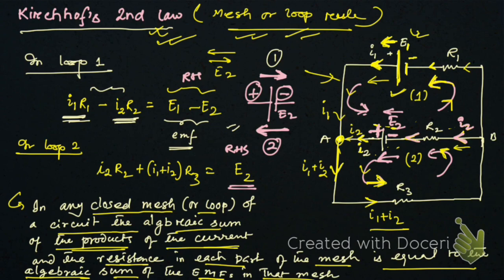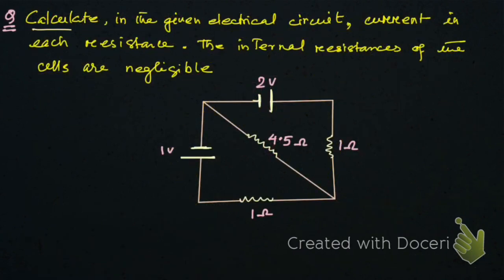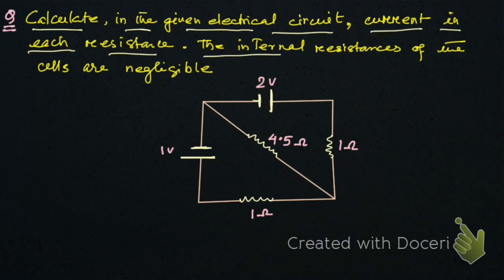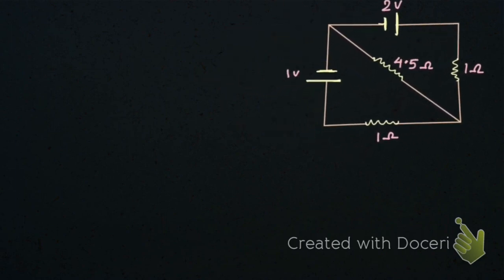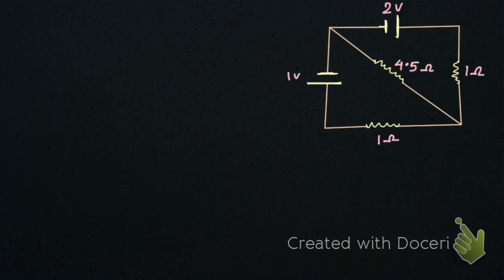So now let us solve a problem. Let us take this question: calculate the current in each resistance in the given electrical circuit. The internal resistances of the cells are negligible. That means the internal resistance of these cells is negligible, right? So let us solve this. Let me copy this diagram. Let me go to the next slide. Here is the diagram. Let me name it A, B, C, D. Okay, so how to solve this one?